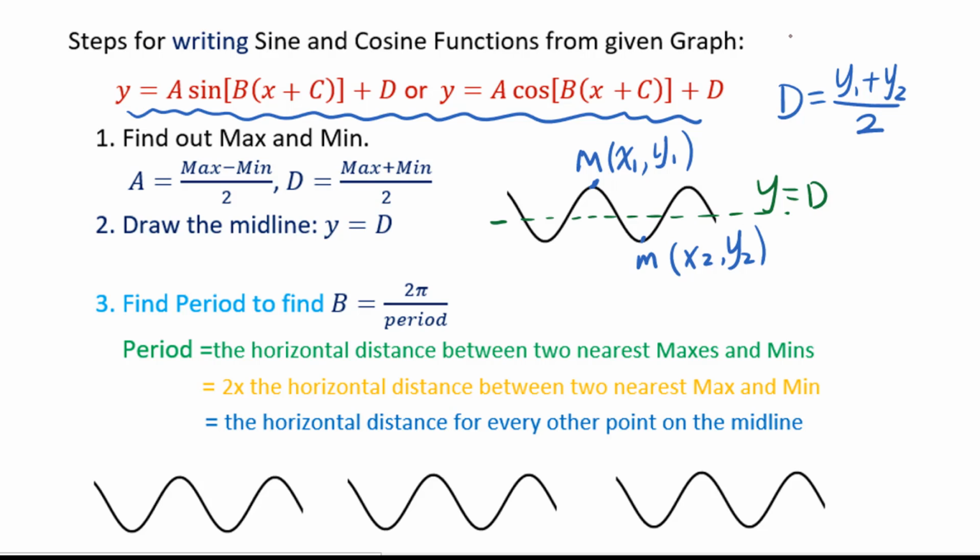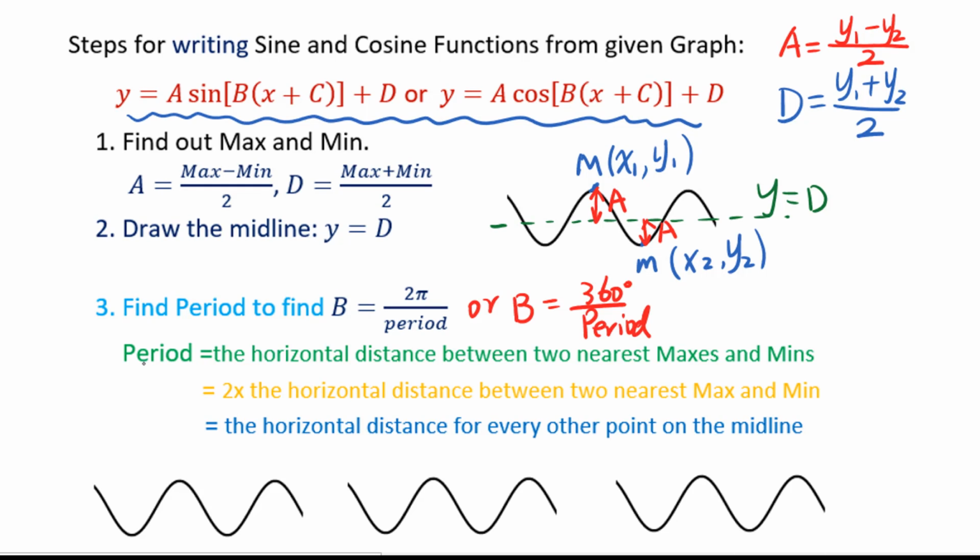And the amplitude will be half of the distance between y1 and y2. So I write down y1 minus y2 over 2. Basically, it's the distance from the maximum to the midline, or the minimum to the midline. This is A, the amplitude. There are three ways to figure out the period.